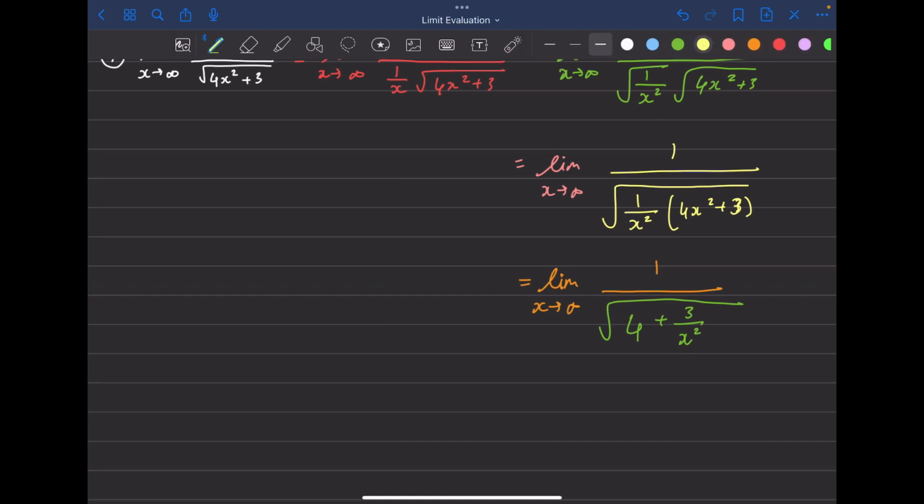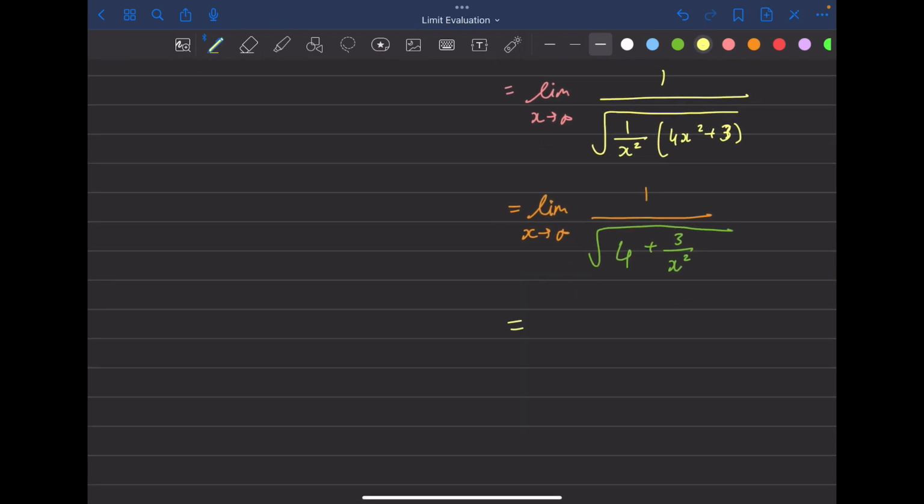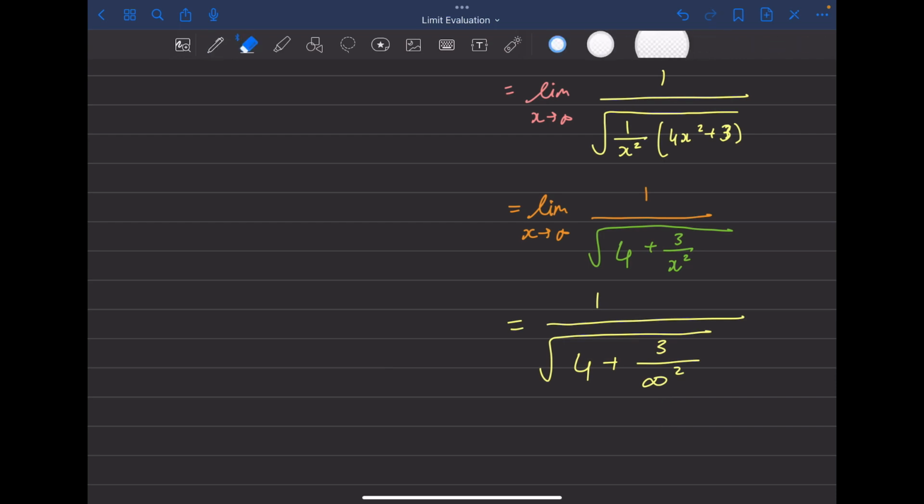If you notice, we're almost done. You would think, okay, let's try to evaluate it, and it will give you this: 1 over the square root of 4 plus 3 over infinity squared. All we know is that infinity is a super, super big number, but we don't know what it is. If you square infinity, you get an even bigger number. We don't really care about that anymore, because as long as it's a big number, that's all we care about. If you have any number divided by infinity, you get 0.